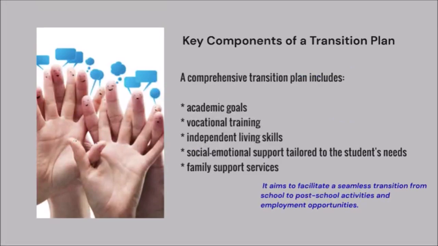Some key components of a transition plan and transition planning, you want to make sure that they include those academic goals, any vocational training that may happen, which you could have community partners that can help you with that as well. Any type of independent living skills, independent living needs. Do they need housing and those types of things? Again, community partners can help with those things. Any social emotional support that could be tailored to the student needs, and any family support services.